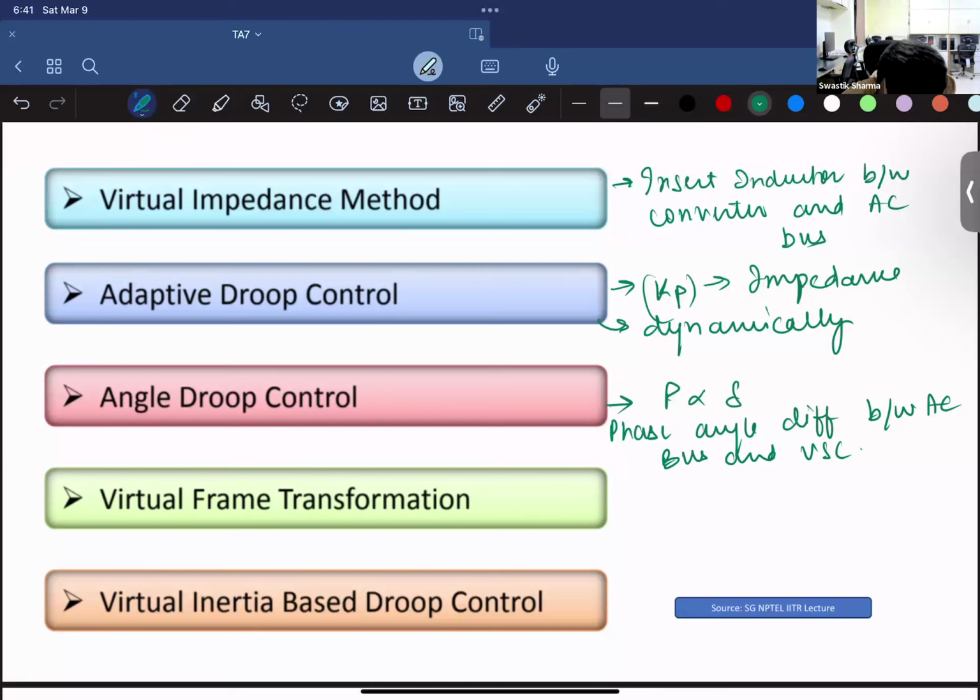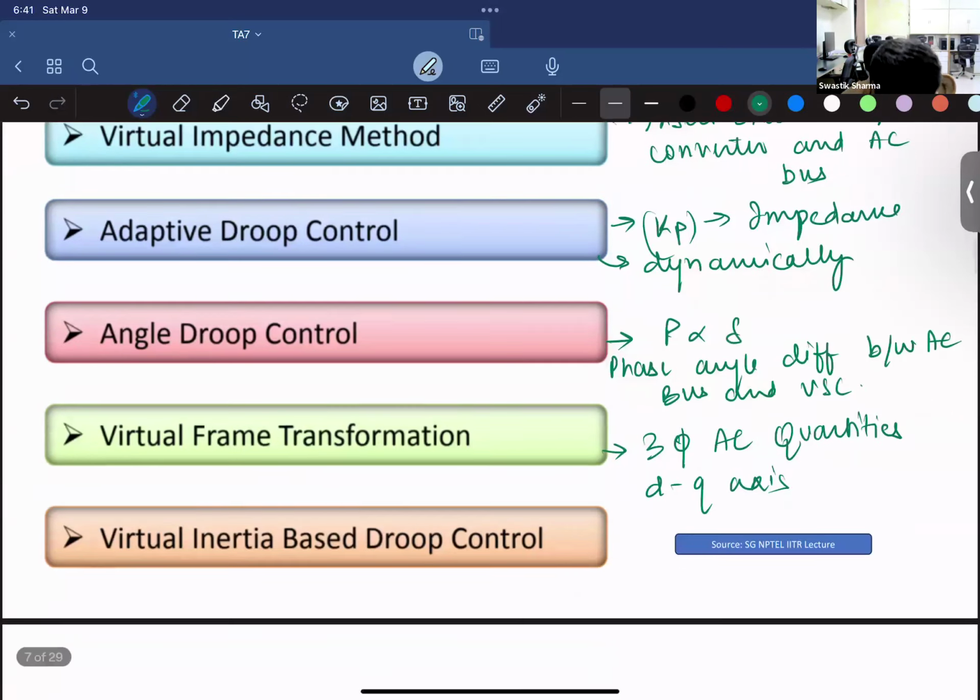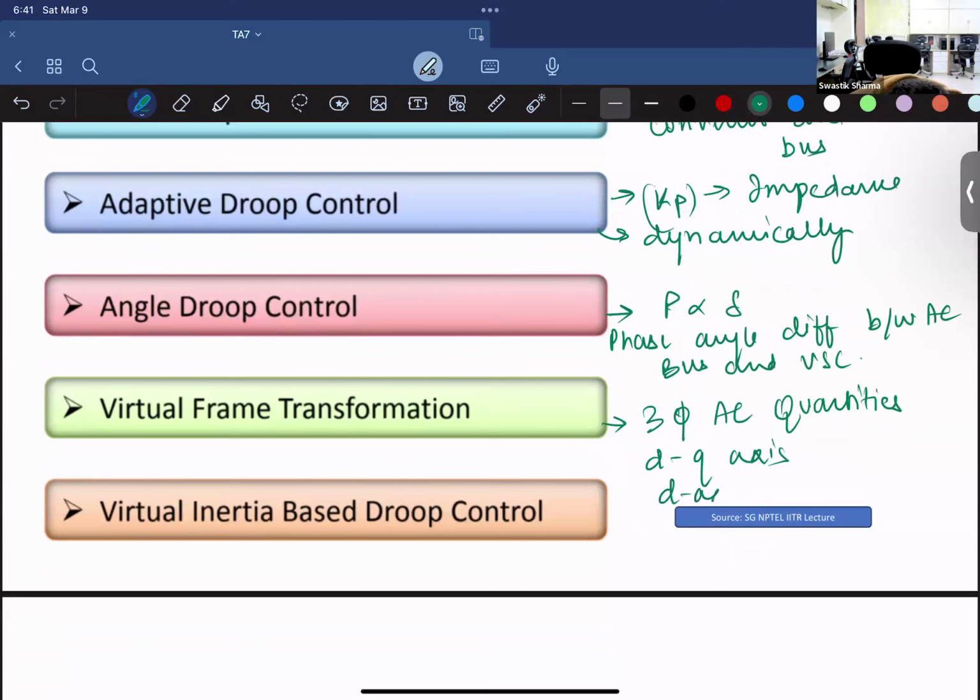Another thing you can do is, since you have three-phase AC quantities, convert these AC quantities to a different domain, a different axis transformation. One is the DQ axis, called the Park transformation. In this transformation, the D axis quantity is used for active power control, and the Q axis quantity is used for reactive power control. Using this virtual frame transformation, you can effect a change in your system.